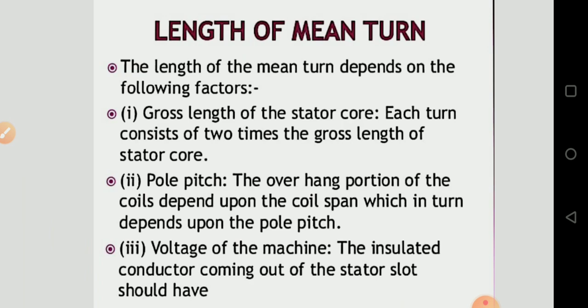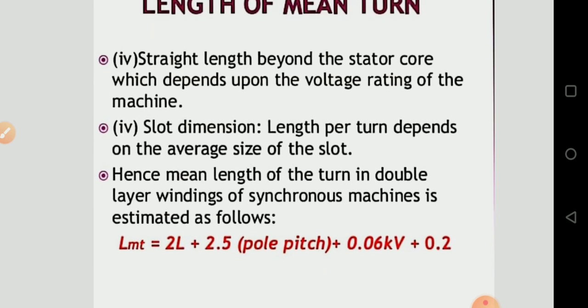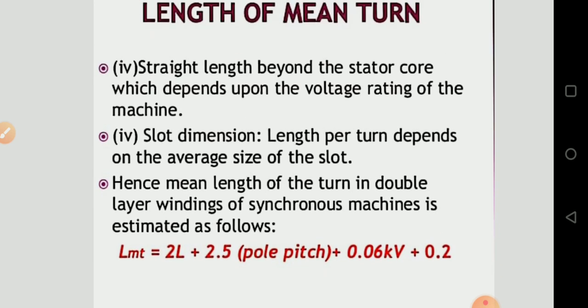Next is the voltage of the machine. The turn depends upon the voltage of the machine. Next is the straight length beyond the stator core, which depends upon the voltage rating of the machine. And next is slot dimension. Length per turn depends upon the average size of the slot. So we can say it depends upon the slot dimension because it depends on the size of the slot.